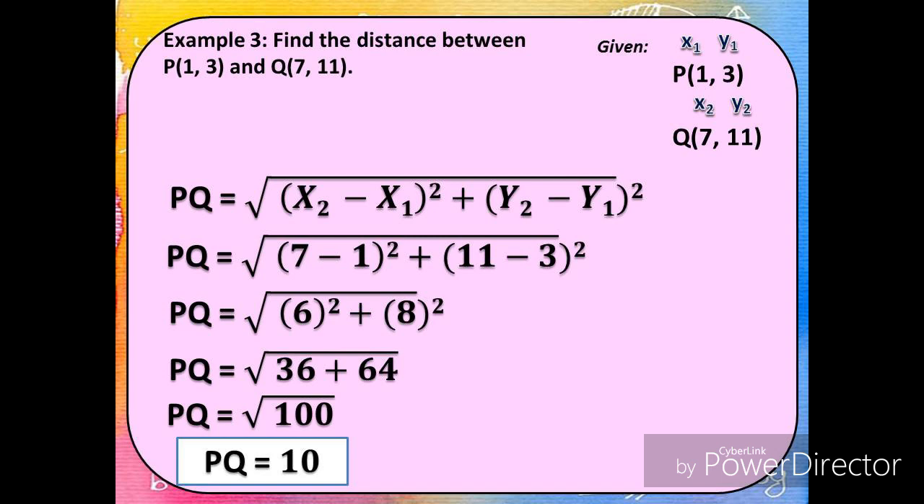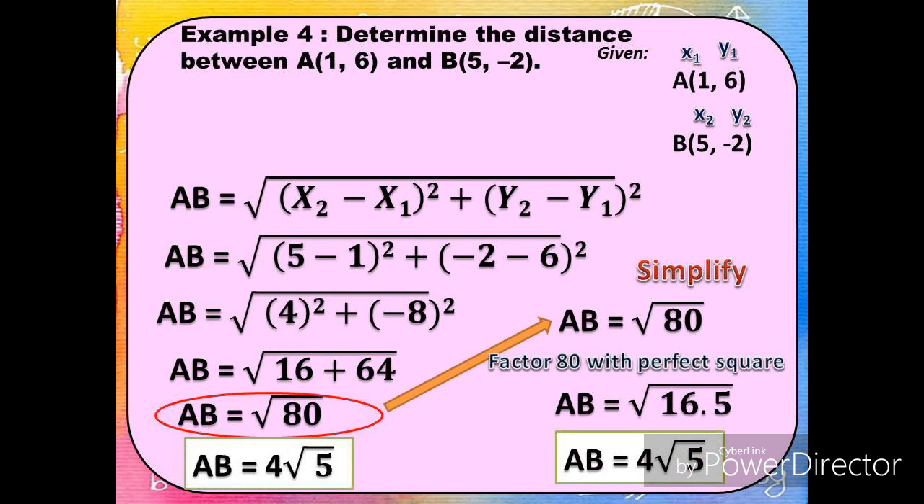Then we have the square root of 100, which is 10. Therefore, the distance between the 2 points is 10 units. Okay, let's have another example. Number 4. Determine the distance between point A (positive 1, positive 6) and point B (positive 5, negative 2).